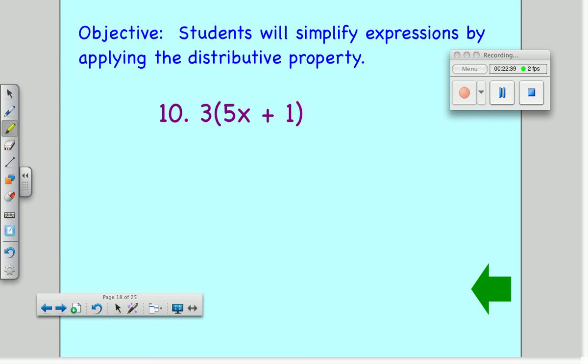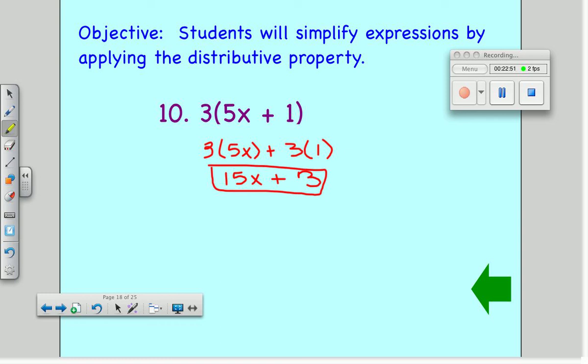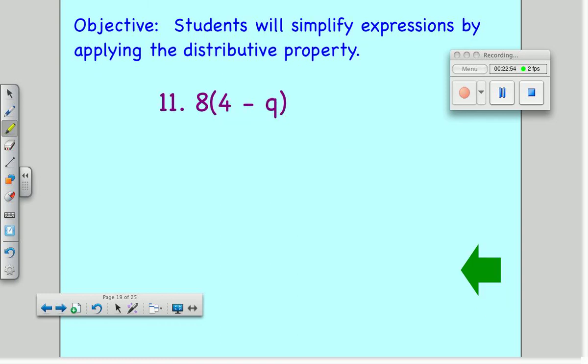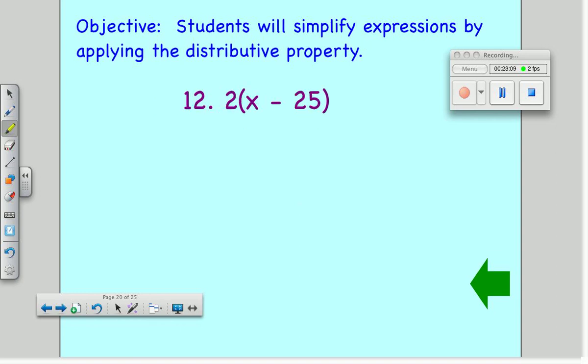Number 10, 3 times 5x plus 3 times 1. 15x plus 3. That's your answer. Again, I'm not highlighting, but make sure you're writing these down. 8 times 4 minus 8 times q. 8 times 4 is 32. 8 times q is 8q, and that's your answer. 2 times x minus 2 times 25. This is the last one we're going to do. 2 times x is 2x. 2 times 25 is 50. And that's your answer.